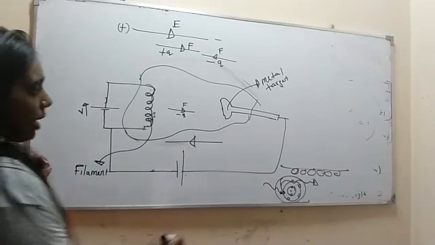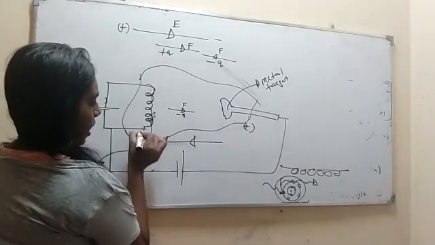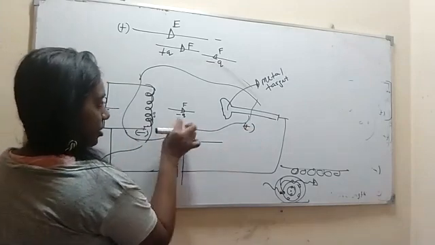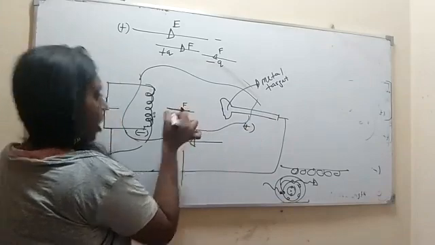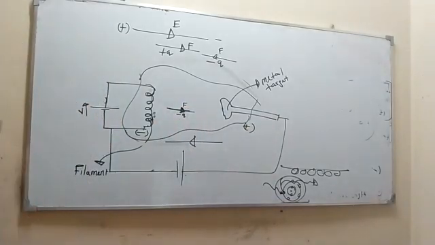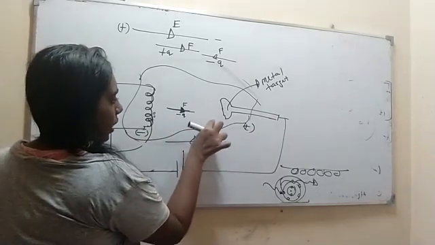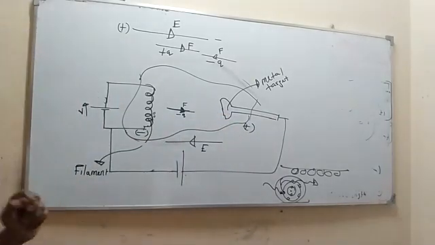Then there will be an electric field. This is plus and this is minus. So in this direction there will be an electric field. For this minus Q charge, the electric force will act in the direction opposite to the electric field. Therefore, the electrons will accelerate and go and hit the metal target.